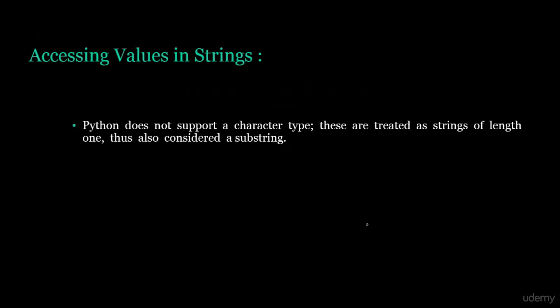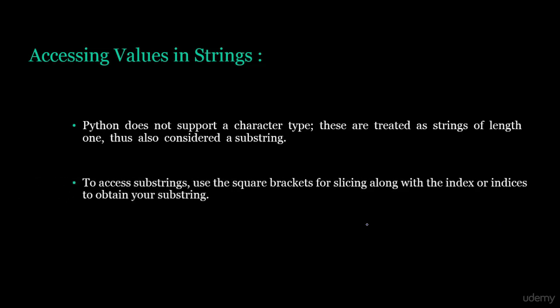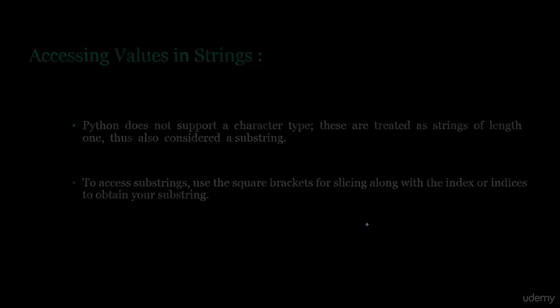Accessing values in a string. Python does not support a character type. These are treated as a string of length 1. This is also considered a substring. Remember, to access substrings, use the square brackets for slicing along with the index or indices to obtain your substring. Remember, index in Python starts from 0, not only in a string but in everything.